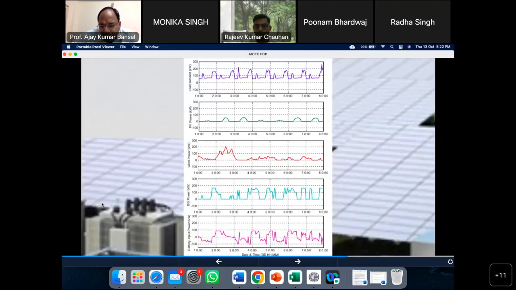The optimal results based on the various algorithms have been compared, and Homer software is also compared. These are the various graphs we get with the help of this: the load demand, the total PV power generated by the system throughout the year. Here I have only shown a small duration of 7 days. Then the wind power generated by the system, the DG power generated by the system, and the battery input power.